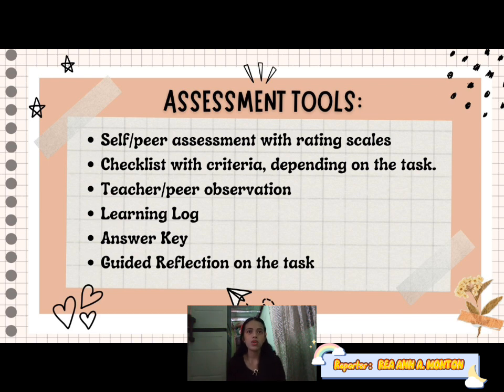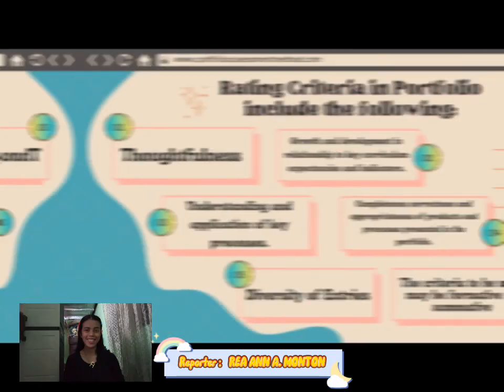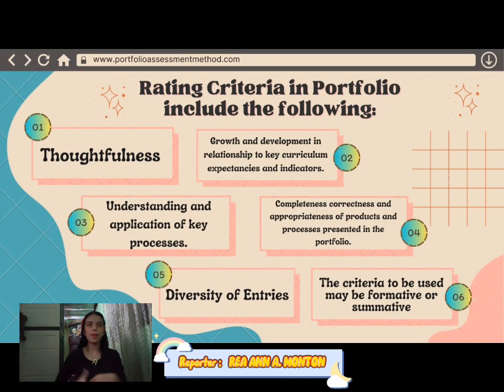Next is teacher or peer observation. So, this is one of the tools of assessing portfolio. Next is learning log. The other one is answer key. And the last one is guided reflection on the task. So, these are the tools in assessing portfolio. Okay, so di ba nagtakod ko ganiha about criteria? So, we are down to how to rate a criteria in portfolio. So, these are the following on rating a criteria in portfolio.